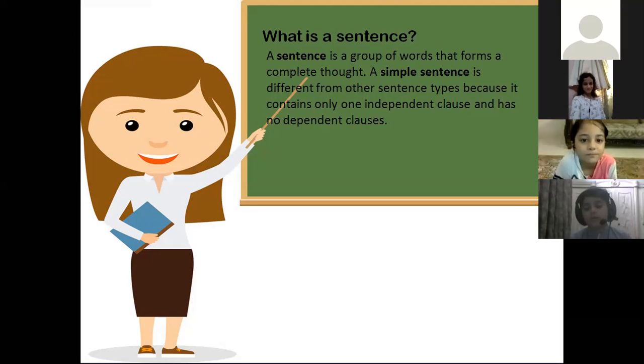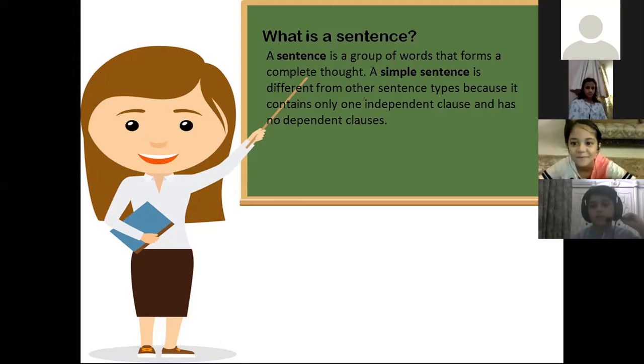Before making a perfect sentence, or if you have to find out what kind of sentence this is, you should know how many types of sentences there are and what the procedure of those sentences is. You should know everything before that. Let's come to the first thing which comes to our mind when we hear about sentence structure, which is the sentence. What is a sentence? A sentence is a group of words that forms a complete thought.